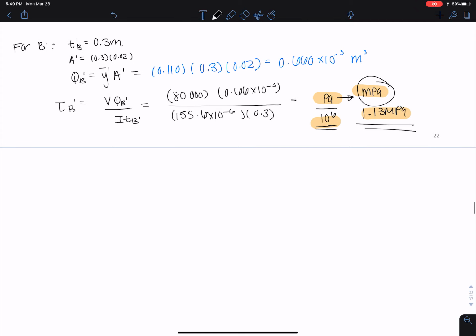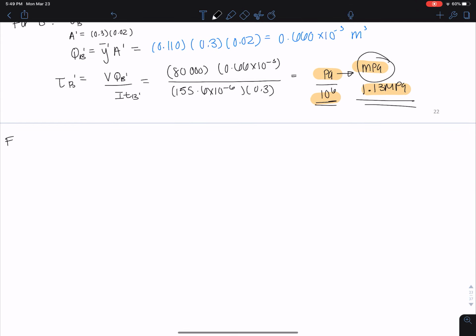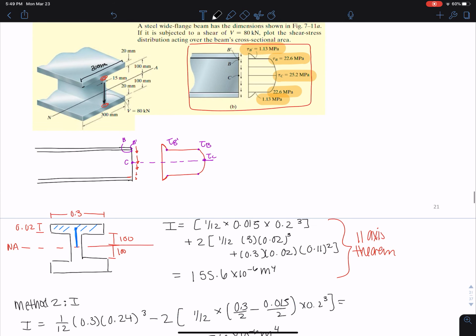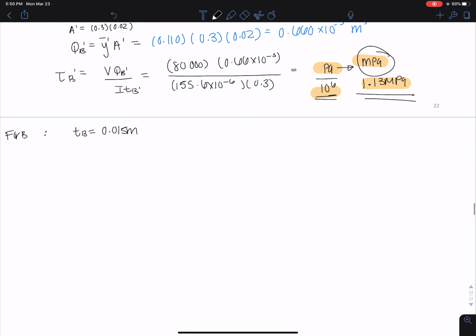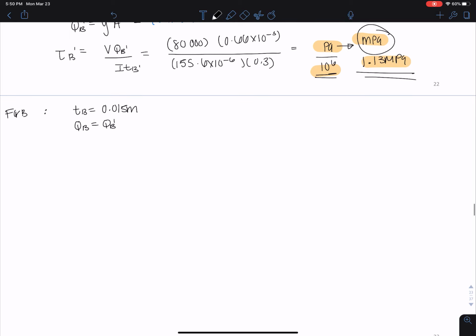Okay, moving along for B now. Now we're past the flange and we're onto the web. So the thickness of the web is that 0.015 meters. We come back here. It's just this thickness right here that's given. And then our Q is actually going to be equal to the Q at B prime because it's everything above or below that neutral axis, so we don't have to recalculate that. So we can directly get this.